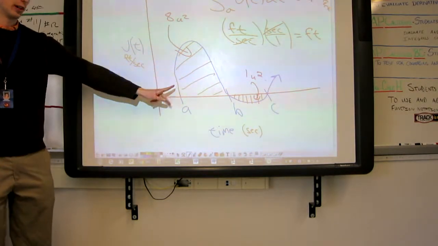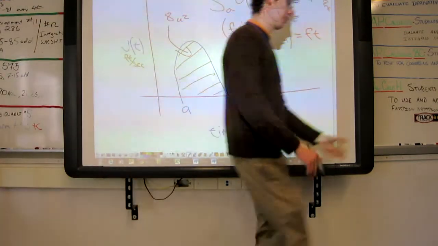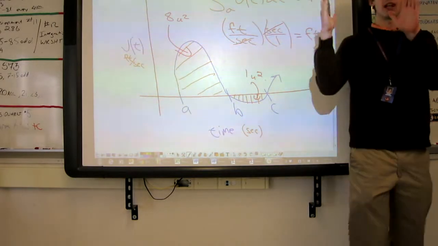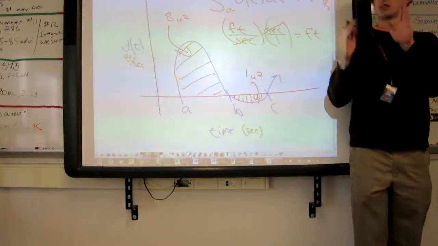Because I would end up going forward 8 blocks, right? Forward 8 blocks, but then I go back 1 block. So how far am I from where I start? I'm actually only 7 units from where I start. Does that make sense? Okay.